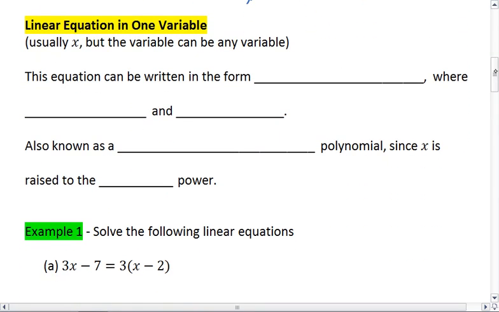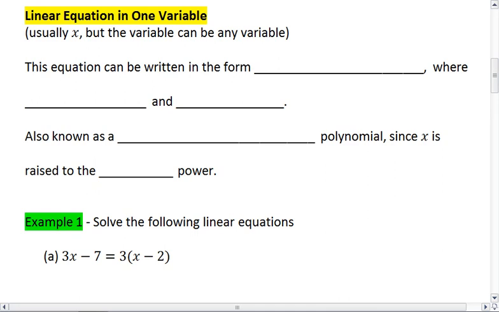We're going to specifically look at linear equations in one variable, and that variable is usually x, but keep in mind that the variable can really be any variable. It can be y, it can be a, it can be alpha, it can be theta, but usually we default to using x.